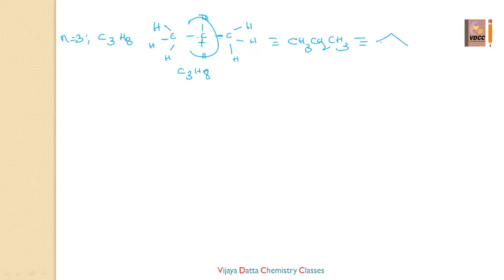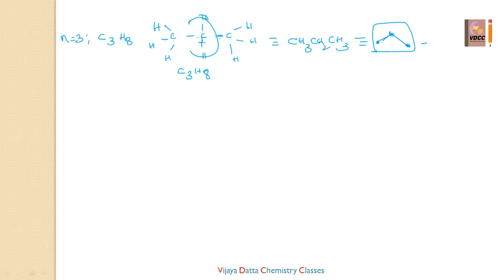Each dot indicates a carbon. So here the carbon is having only one bond, so the remaining three hydrogens are there. This carbon is attached with two bonds, so two hydrogens are present. This carbon is attached with only one bond, so the remaining three hydrogens are present. This is the bond line structure.